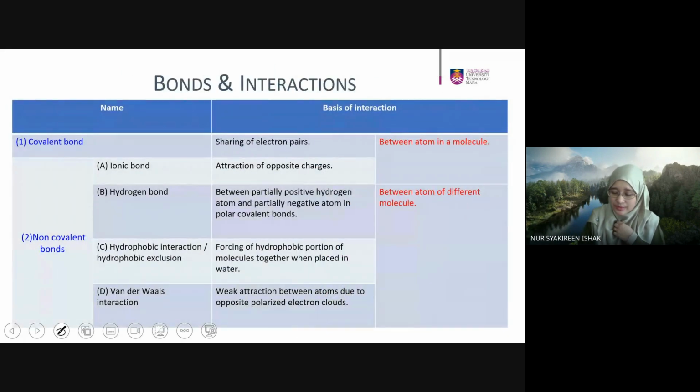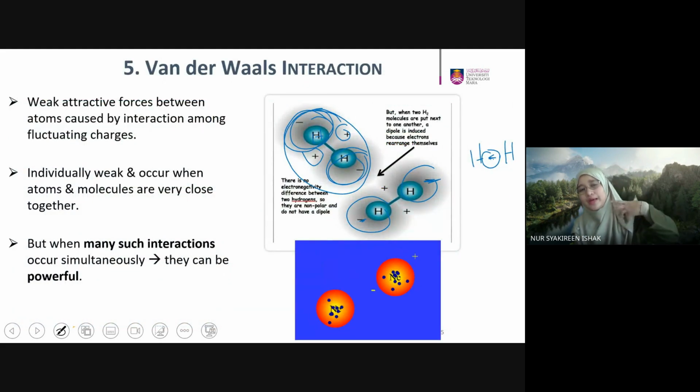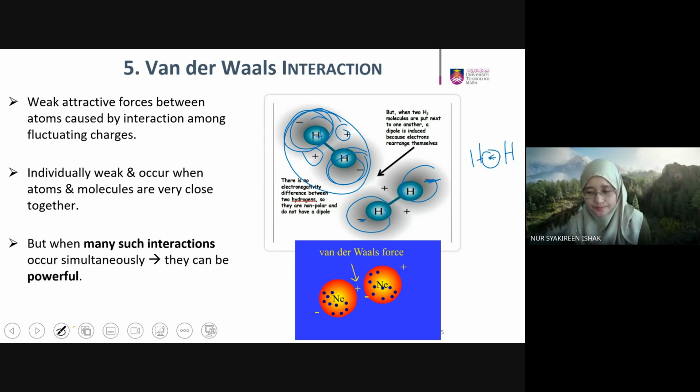So that's it for the bonds. This is the summary of all the bonds that we have looked at, so you can go through it yourself. So far, do you have any questions regarding what we have looked at today? Any questions? Understand?